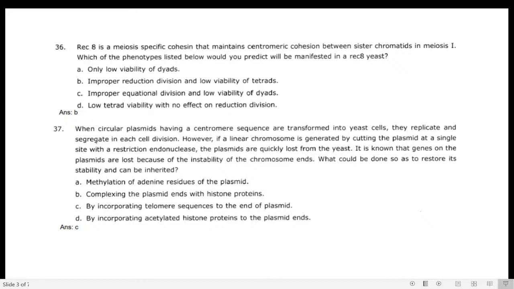In this question they provide a story and ask a question from the story. First we want to understand that circular plasmids having the centromere sequence are transformed into the yeast cell. They replicate and segregate during cell division. However, a linear chromosome is generated by cutting the plasmid at a single restriction site. The circle is there, and to get a linear one we use the endonuclease enzyme. The plasmids are quickly lost in yeast because of the instability of the chromosome ends. To restore stability so it can be inherited, the answer is incorporating telomere sequence at the ends of the plasmid. This telomere sequence incorporation would improve the stability.